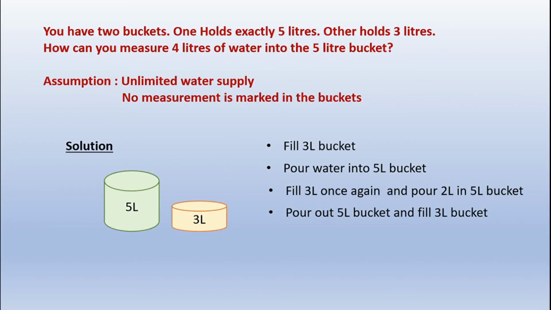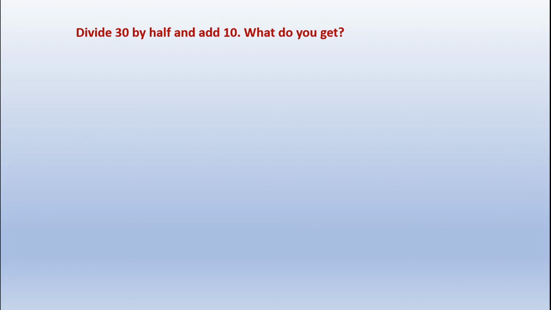So pour out the 5-liter bucket and then put that 1 liter in the 3-liter bucket into the 5-liter bucket. So now the 3-liter bucket is empty and in the 5-liter bucket there is 1 liter of water. Then again fill the 3-liter bucket and pour it into the 5-liter bucket. Now there are 4 liters in the 5-liter bucket. Okay, let's look at another problem.